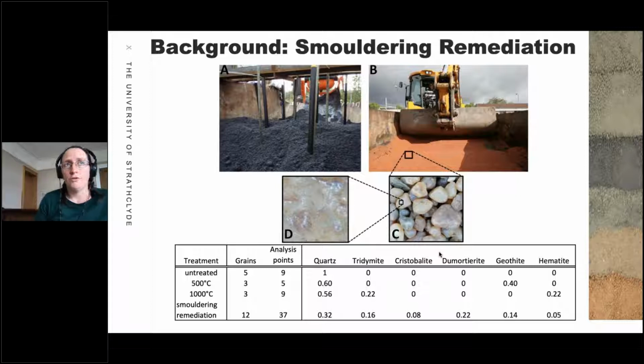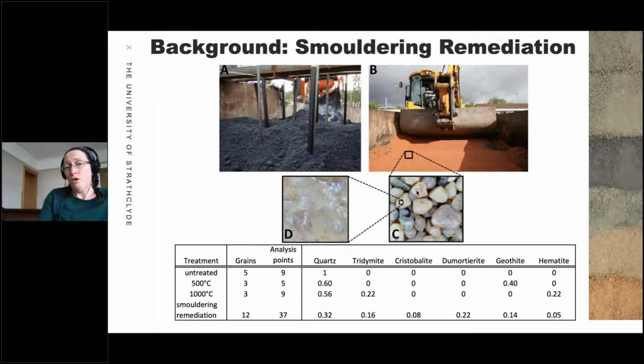The temperatures that we see for smoldering can range from 500 degrees up to 1,000 or more degrees Celsius. It's a short duration exposure, but it's enough to transform quartz from alpha quartz to things like tridymite and cristobalite, which tend to be flatter structures of quartz. We also oxidize iron, which is why in the picture it's quite red, because it's an iron-rich sand that was used for that particular test.